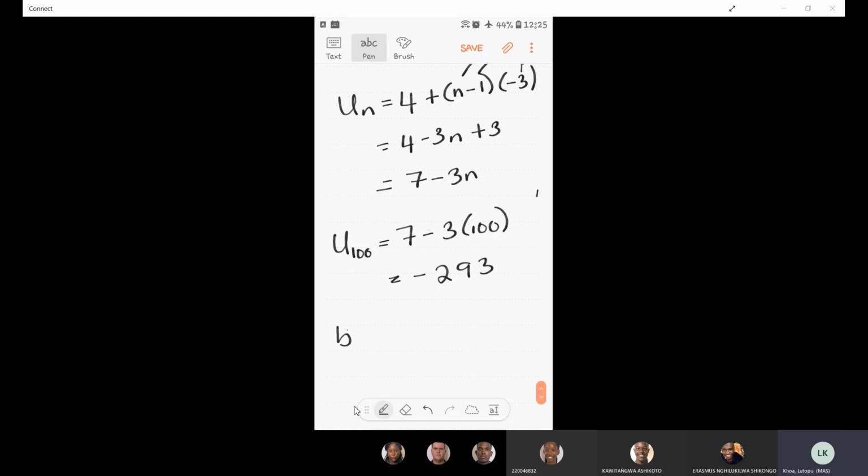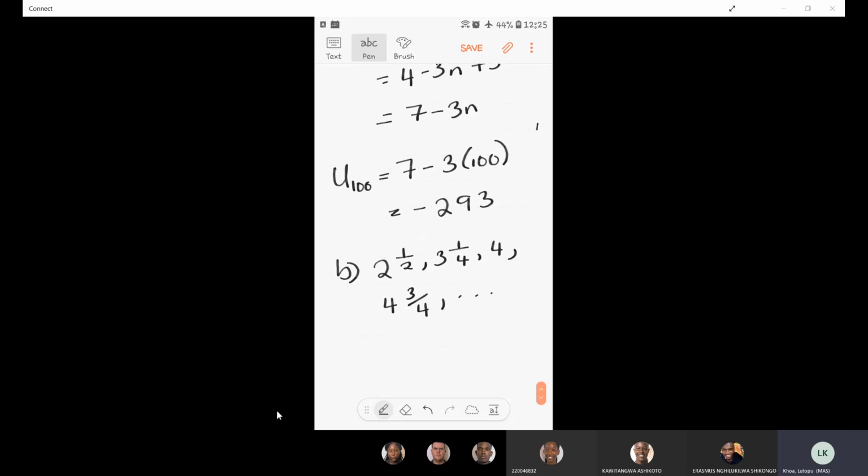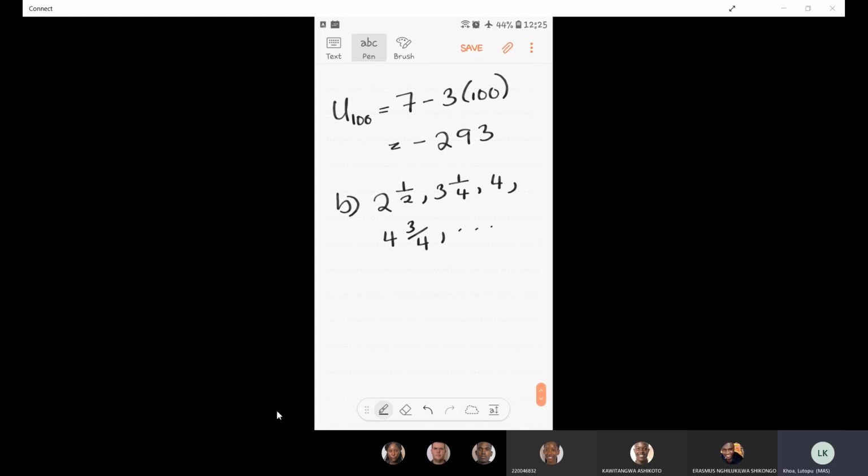Then for B, the same question, find the 100th term, and you're given another sequence. Now this sequence, you start with 2.5. You have 3.25. You have 4. And then you have 4.75. Then it continues. So the dot, dot, dot is there to show that I am continuing.